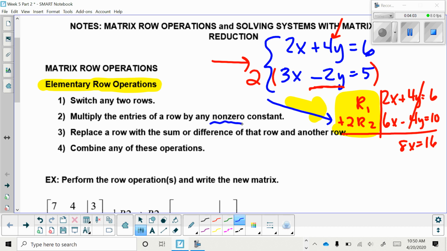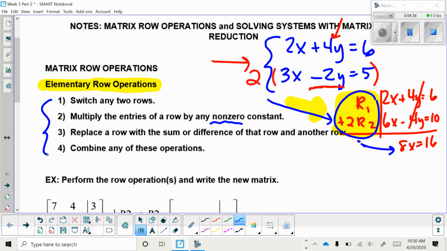In step 3, or option 3, replace a row with the sum or difference of that row and another row. So this was the sum I got when I added these 2 things. And if I was working with a matrix, I could use that to replace a row. And then option 4, you can combine any of those. Please know these are not steps. You may or may not do all of those in any particular problem. They're just options for you.